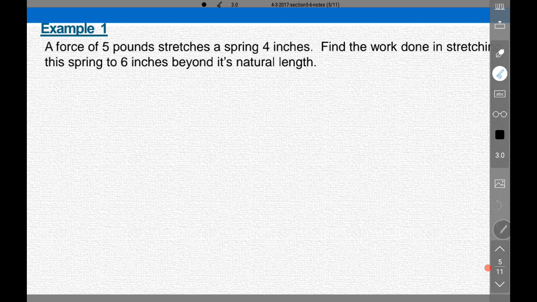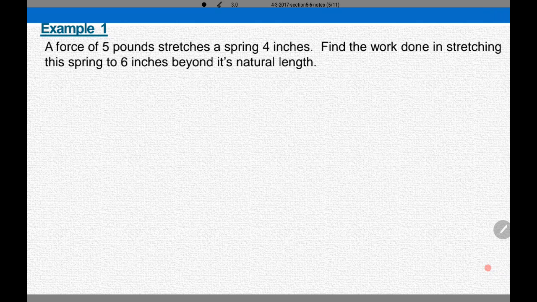So we're going to start with a force of 5 pounds stretching a spring, and we're finding the work done in stretching the spring to 6 inches beyond its natural length. In order to do this, the first thing we need to do is figure out something called the spring constant. For a spring, the force, this is called Hooke's law, is some constant k times x. So we have to figure out our spring constant, k.